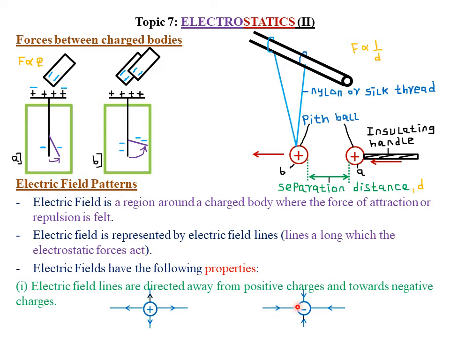So you can see for this case, the arrows are entering this particular charge, but for the positive charge, the arrows are moving away, showing that the lines of force will always originate from the positive terminal, and they always enter the negative charge or the negative terminal.